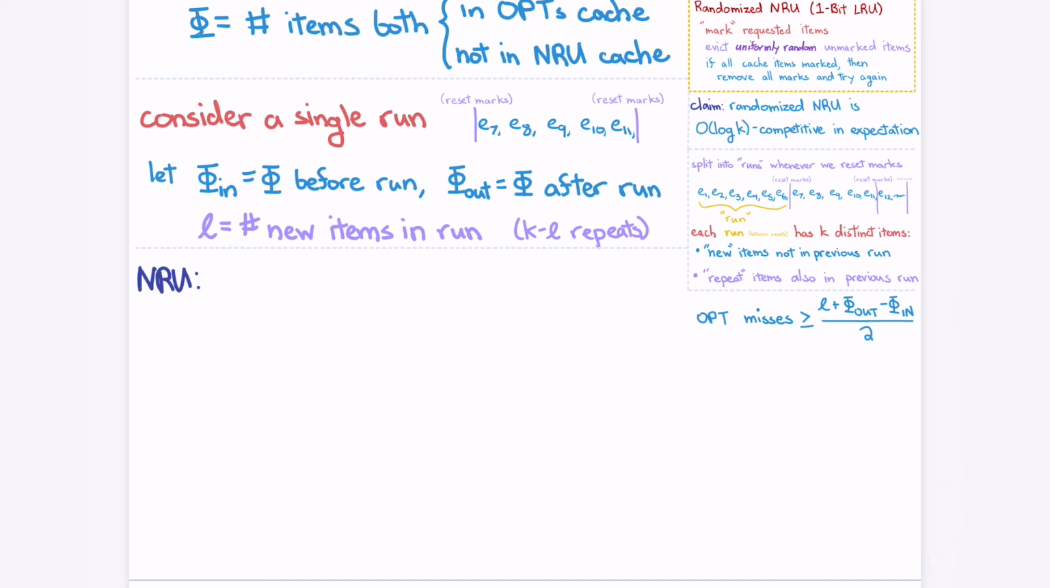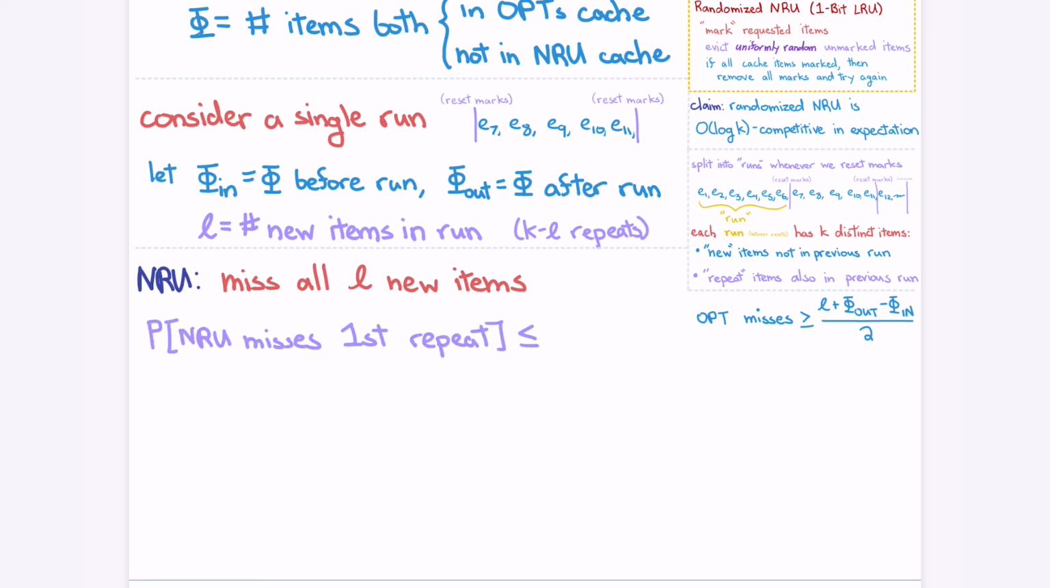Okay, so now we have some sense of the fact that opt has to miss at least L over 2. Now let's look at our algorithm. It's going to miss all L new items. That we know. And then there's going to be K minus L repeating items. So these are items that were in the previous run, so you at least have a non-zero chance of holding on to them.